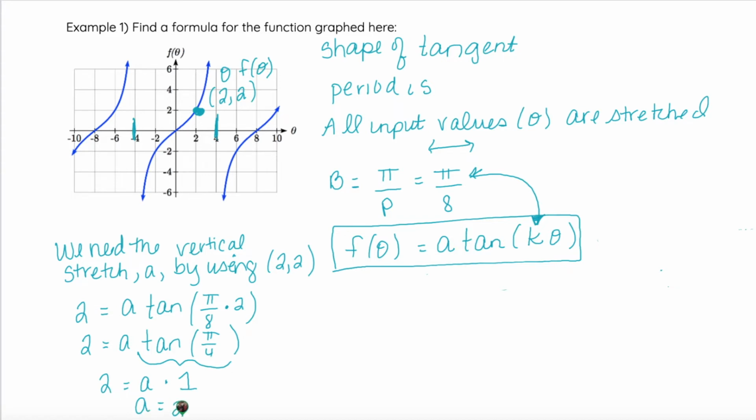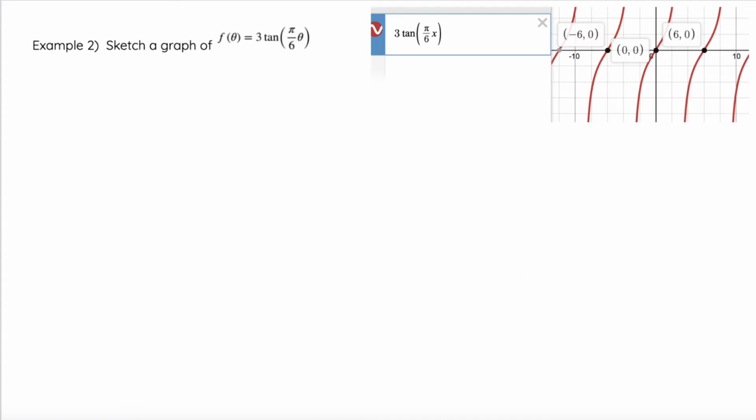So our final function for this tangent, f of theta, is equal to 2 times tangent of pi over 8 theta. Notice I've got our example already graphed. It's asking us to sketch the graph, which we know My Open Math likes us to do. So we're just going to verify some items based on what we know about the different components.